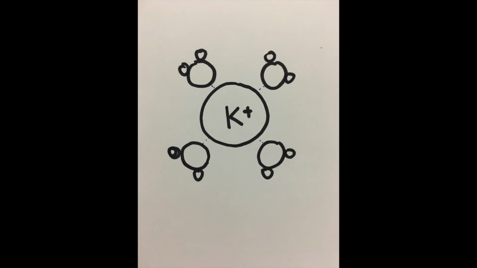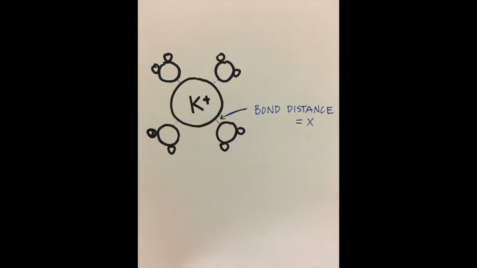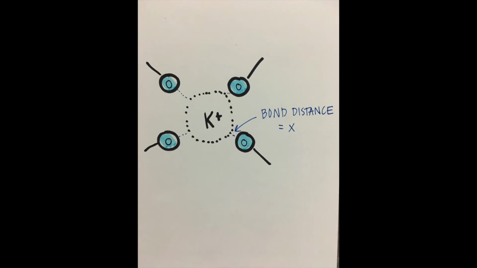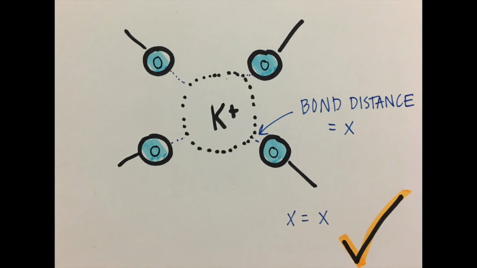Secondly, there is the difference in bond distance of the hydration shell and the carbonyl groups. Here we see a hydrated potassium ion. The blue dotted lines show us the length of the bond between the ion and the water molecule, which we call bond distance, and this value will be noted as X. Here, the blue circles represent oxygen atoms of carbonyl groups, and we can see how a potassium ion would fit between them. The space between a potassium ion and these carbonyl groups is a new bond distance and also happens to equal X. Thus, the bond is energetically favorable and happens easily.